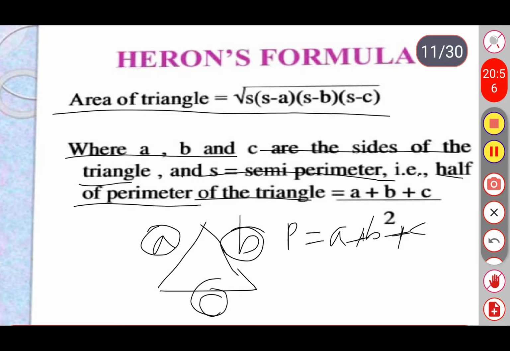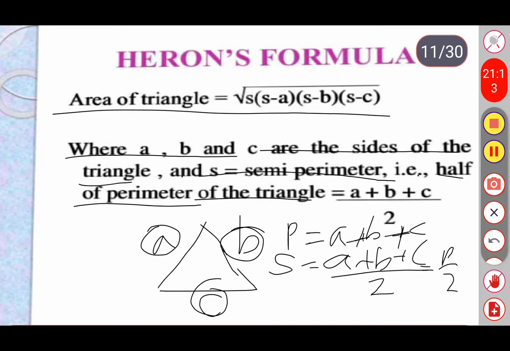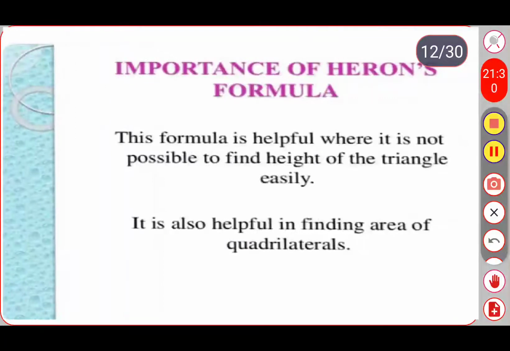Semi-perimeter means, semi means half, therefore the semi-perimeter formula is a plus b plus c divided by 2, or directly we can say p divided by 2. In that, p is nothing but the perimeter of the triangle. And for the area of the triangle, when three sides are different, then we use Heron's formula. Okay, let's see the next one, the importance of Heron's formula.